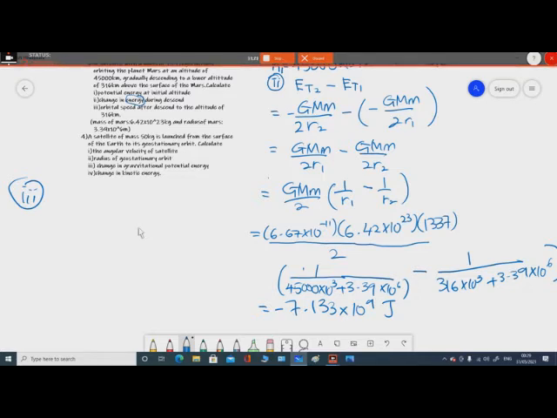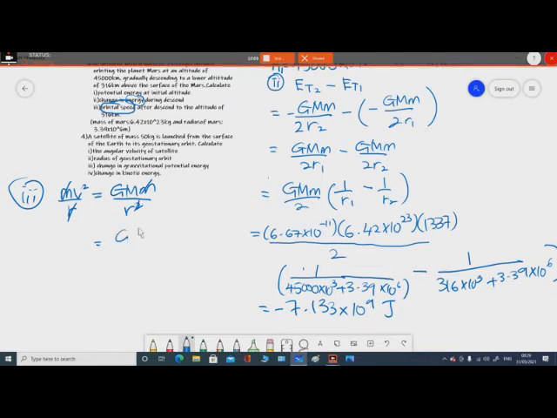Okay, so the question requires the orbital speed, so we will think of the centripetal force. Orbital speed means that the satellite undergoes circular motion around the planet Mars. So mv squared over r is equal to the gravitational force, which is the only force acting on the satellite. So this is G. This r will be cancelled, leaving only one r.